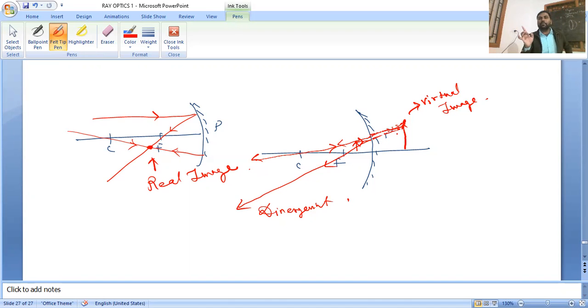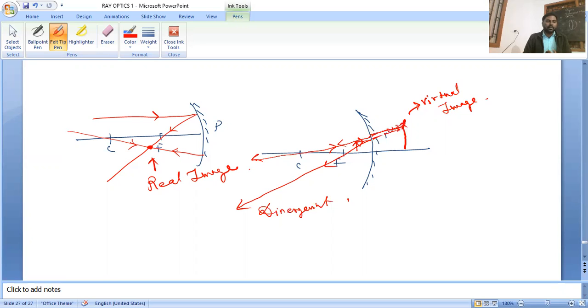It is like a virtual meeting, not in real life. We are teaching in a virtual manner. You are not in front of me and I am not in front of you, but with the help of technology and the internet, we made this connection possible. Similarly, here we make the rays meet behind the mirror, not in real, by extending the rays back. So in this case, the image will be a virtual image.